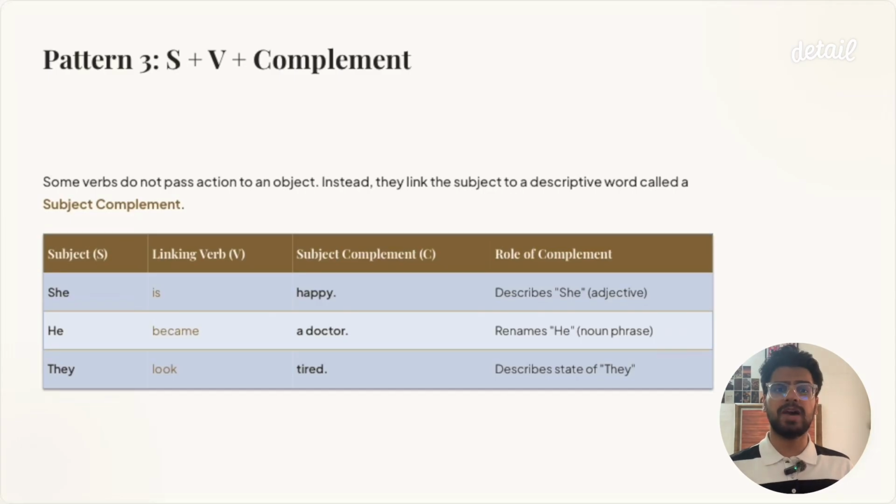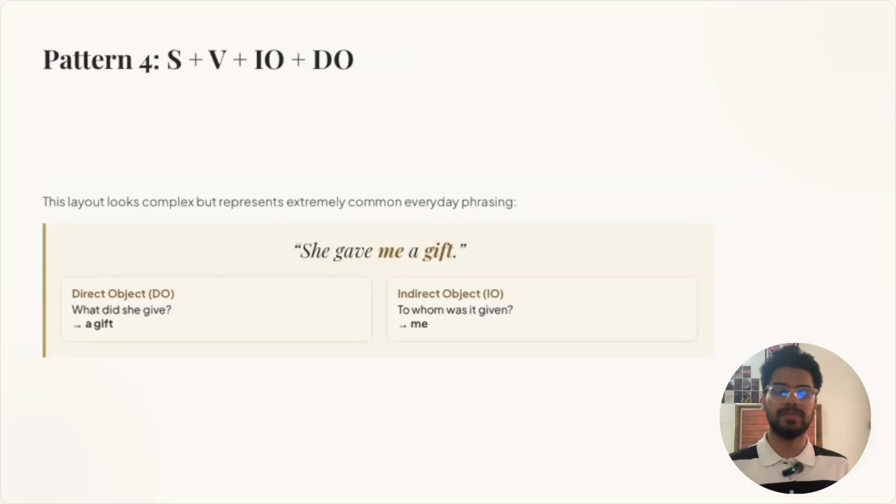Some verbs do not pass action to an object. Instead, they link the subject to a descriptive word called a subject complement. For example, she is happy, he became a doctor, they look tired. The last word describes the subject. This is called subject complement. Understood? Let's move on to pattern 4.